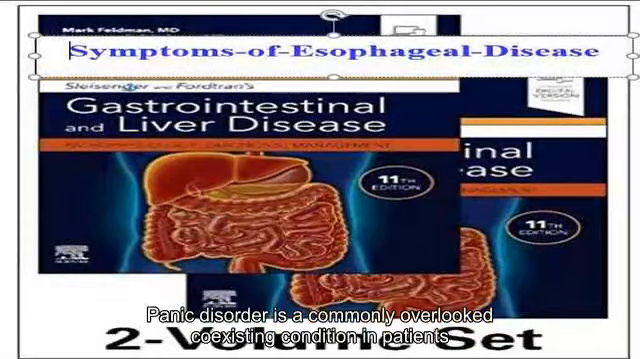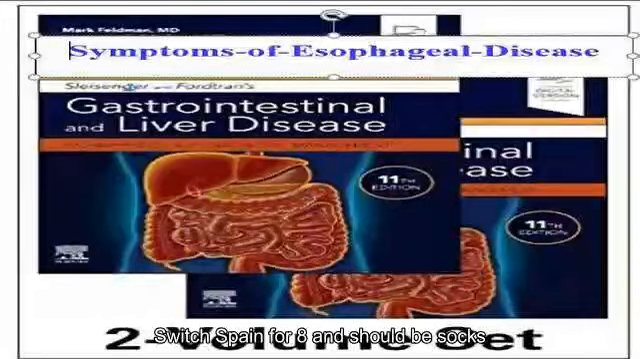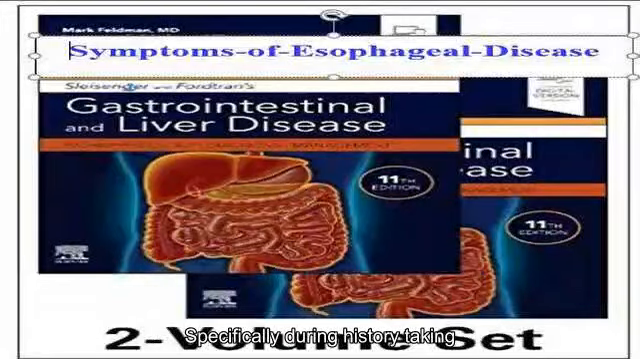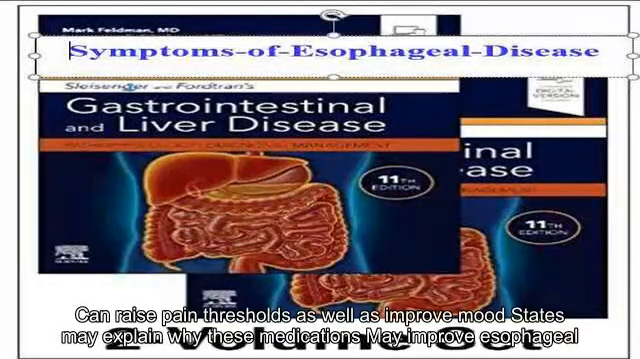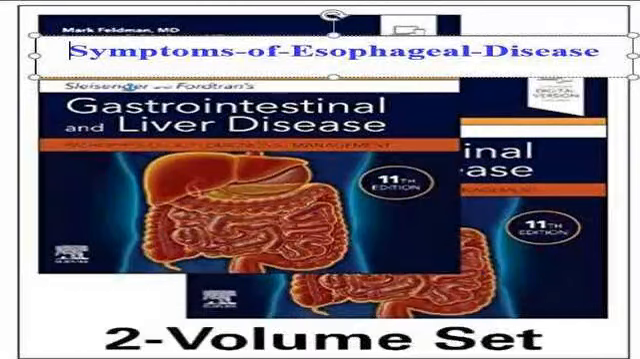Panic disorder is a commonly overlooked coexisting condition in patients with chest pain and should be sought specifically during history taking. The observation that anxiolytics and antidepressants can raise pain thresholds as well as improve mood states may explain why these medications may improve esophageal chest pain in the absence of manometric changes.